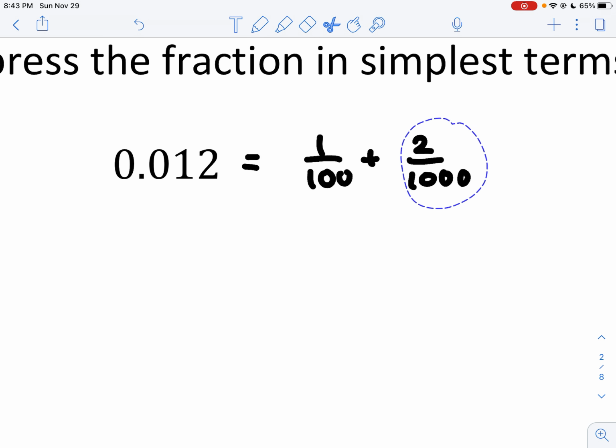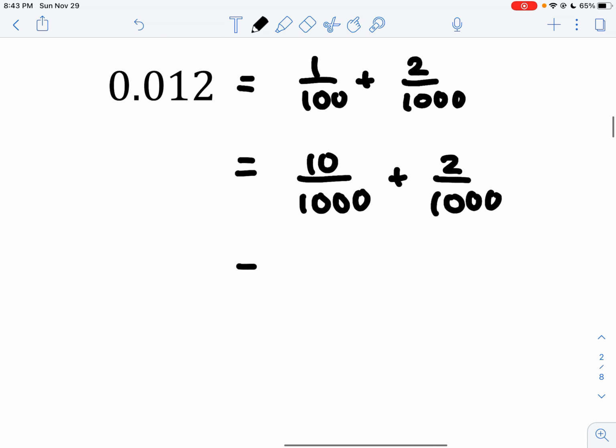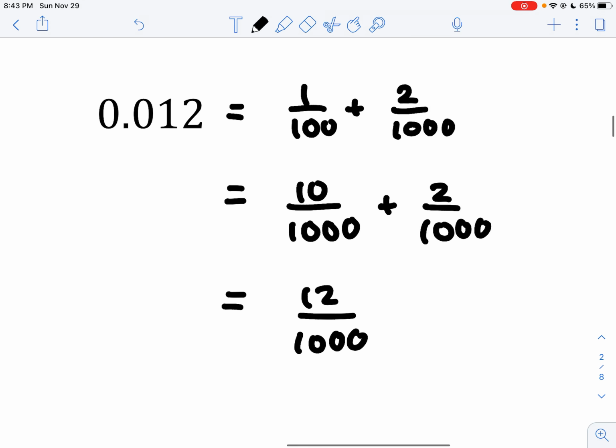I'm not going to bother reducing this to 1 500th and then get a common denominator. I'm going to keep everything in terms of powers of 10 for the denominators. I don't want to change this to 500. So instead, I'm going to make this fraction have a denominator of 1,000. So I'm going to multiply the top and bottom by 10. So 1 100th is the same thing as 10 1,000ths. And I'm adding that to 2 1,000ths. And sure enough, now that we have a common denominator, we can see that we have 12 1,000ths.